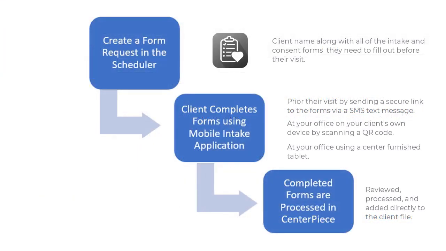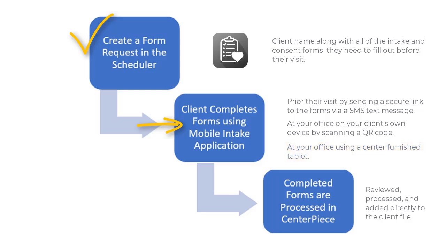Okay, so if you've watched the last several videos in the Mobile Intake series, you learned that after you create your form request, there are 3 ways the client can receive and complete the form request. 1, they can be completed prior to their visit by sending a secure link to the forms via an SMS text message. 2, they can be completed at your office on your client's own device by scanning a QR code. Or 3, they can be completed at your office using a center-furnished tablet.